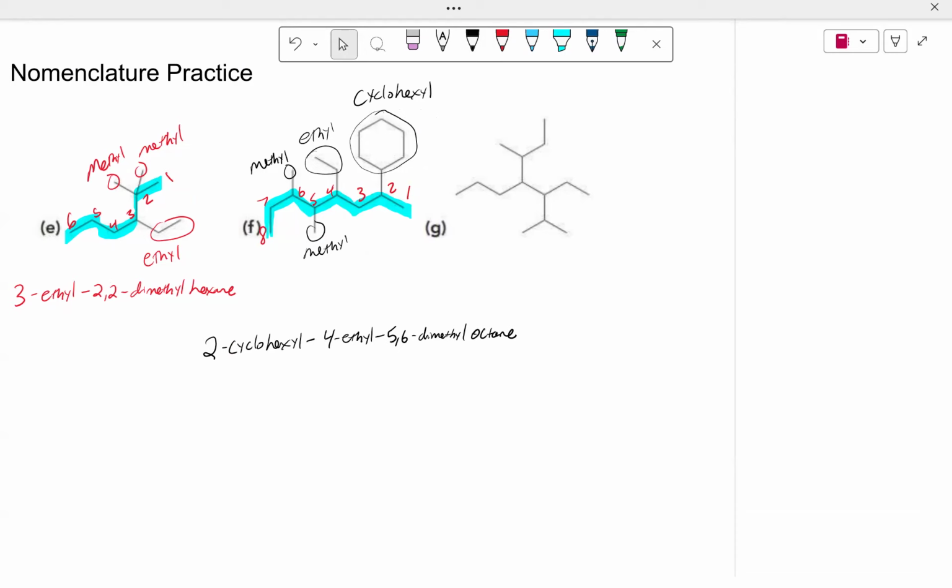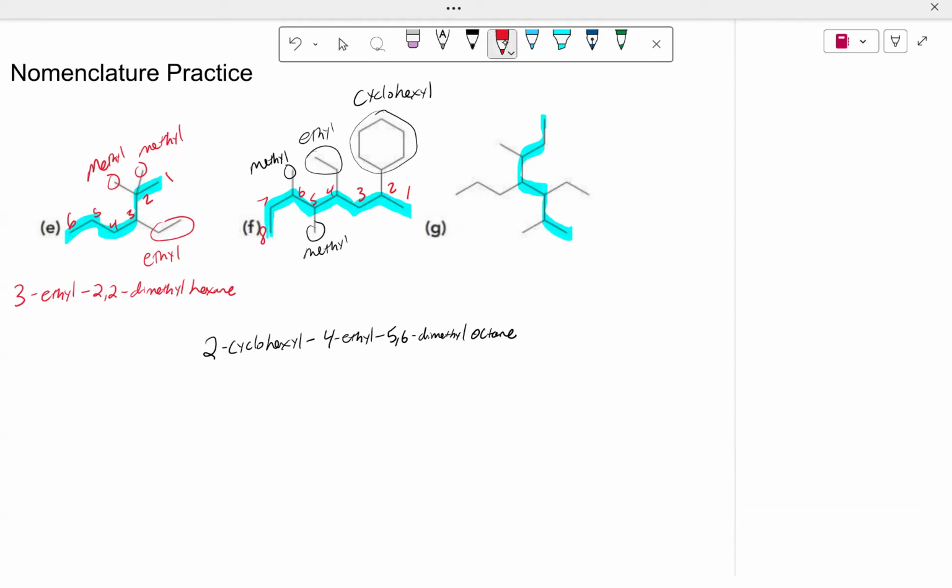All right, and then finally, let's find our parent chain here. Now this one is super complicated because there are a lot of different pathways that have the same parent chain. But by going this pathway, 1, 2, 3, 4, 5, 6, 7, we create the most number of substituents.